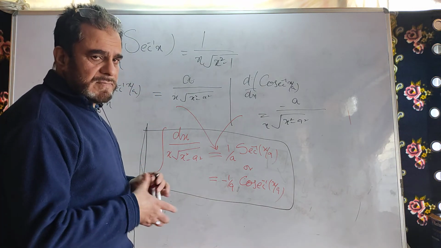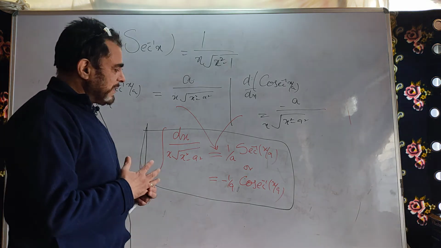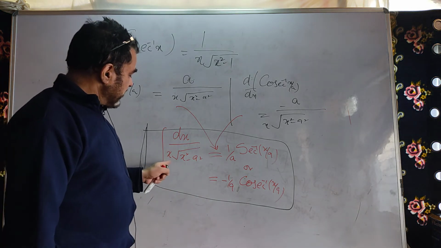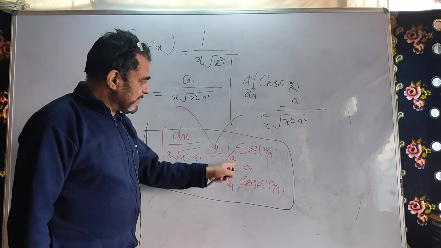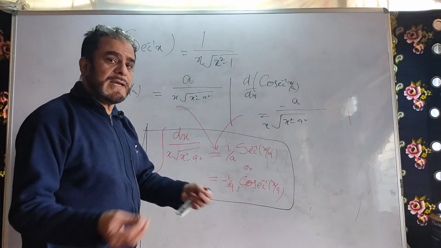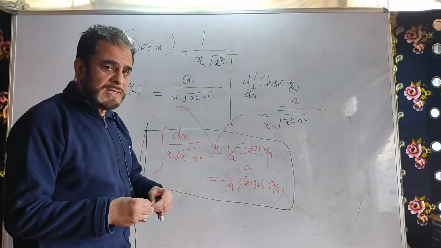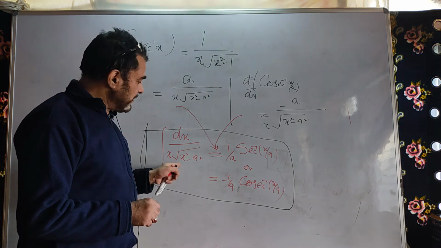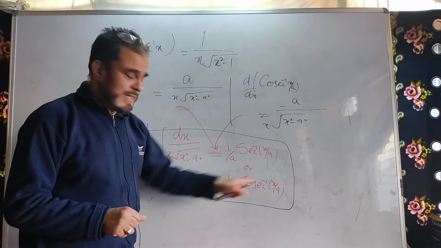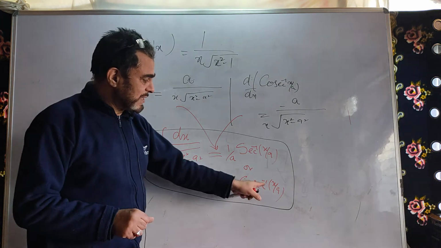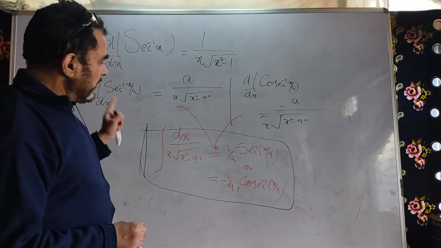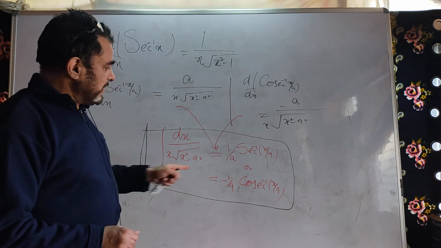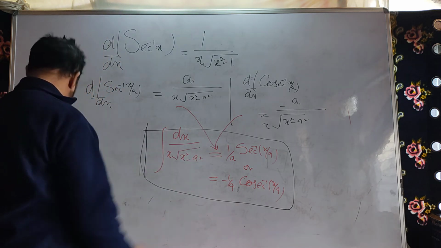A range is the range of sine and cos we use there. In any way, this is dx by x under root x square minus a square. We can write it as 1 by a secant inverse x by a. In solution of differential equations, sometimes I need the result of this in terms of cosec inverse. I can write it in that way: it is minus 1 by a cosec inverse x by a. So up to this, you have the integral of this is this.